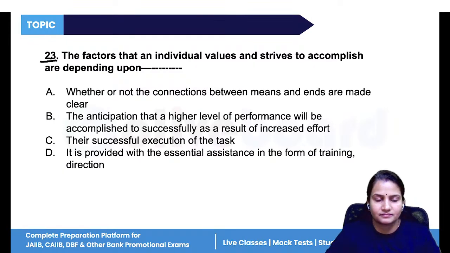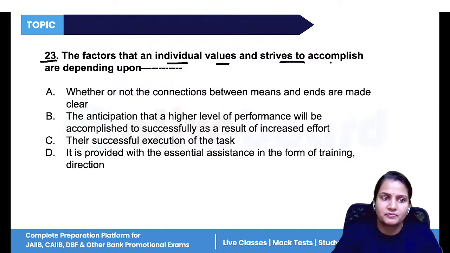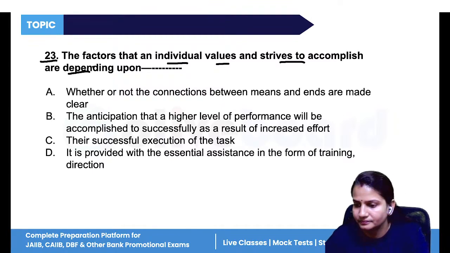Next, question number 3. The factors that an individual values and strives to accomplish are depending upon.